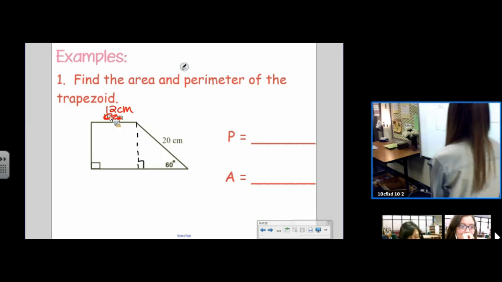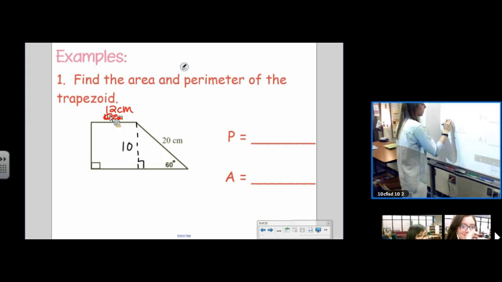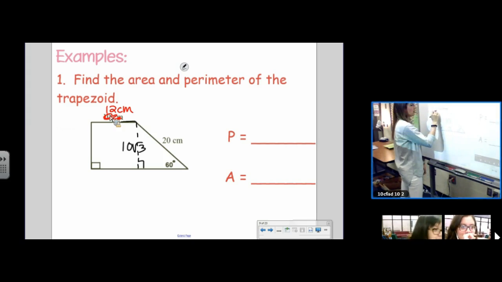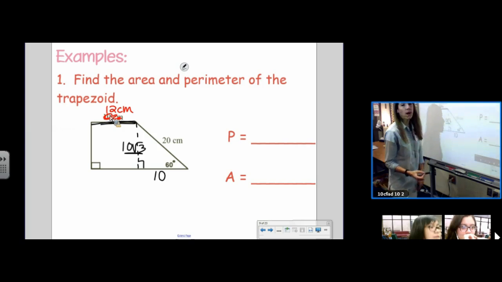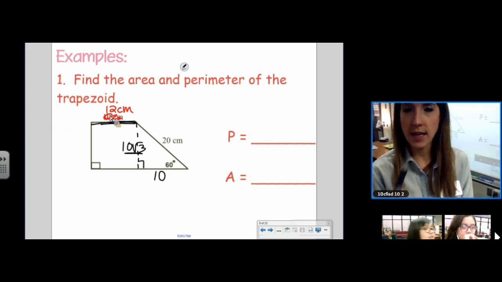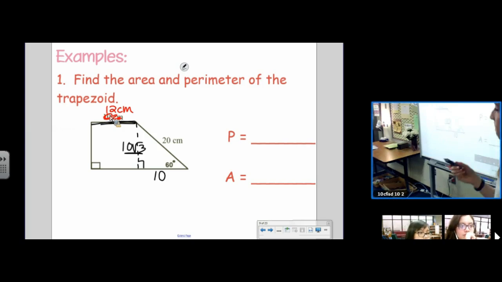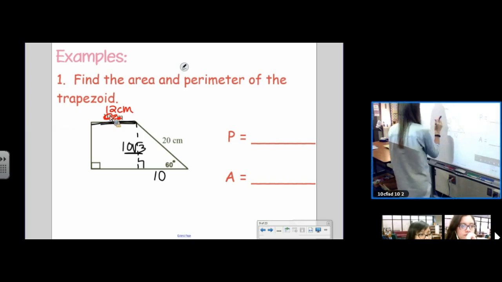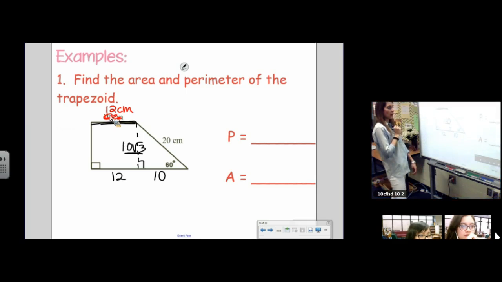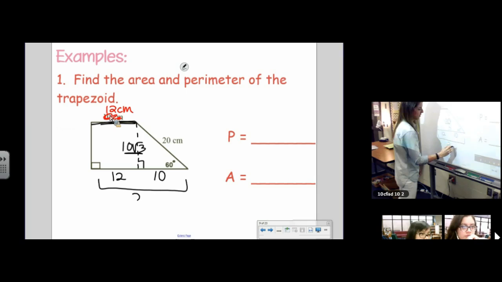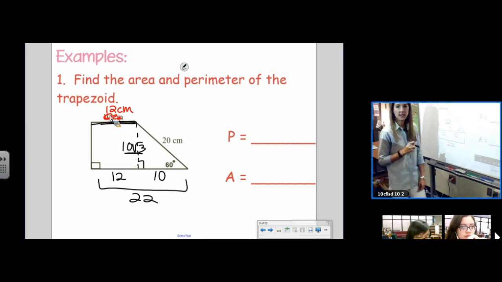Very good. The height is 10 root 3. So we have base 1, we have the height, now we need base 2. This one is, of course, 10, right? 30, 60, 90: 10, 10 root 3, 20. In this part, we take the 12 and we're allowed to translate it directly below. And so base 2 is 22. Are you okay with this?